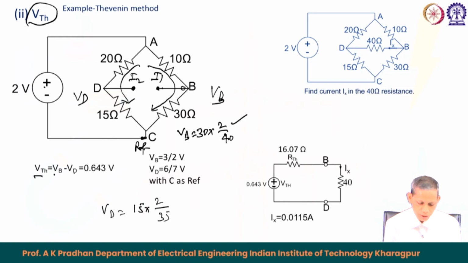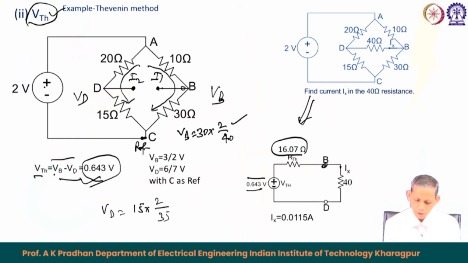Now V b minus V d gives you 0.643 volt. So, we got this V t h. Therefore, the equivalent circuit diagram from terminal B D with V t h equal to 0.643 and R t h, in the earlier slide you found it to be 16.07. So, this is B to D.